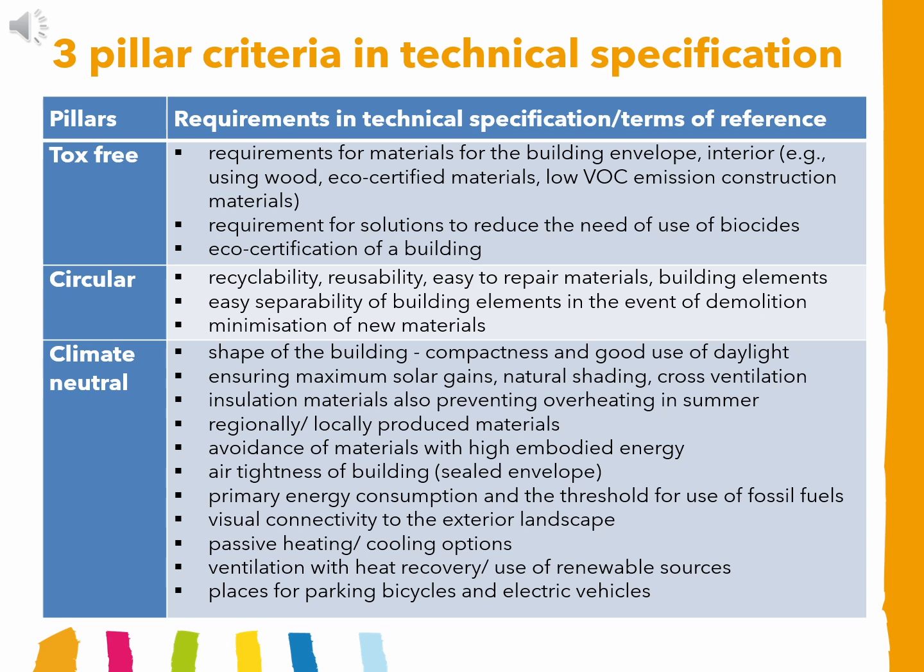The technical specification often follows three sustainability pillars: tox-free, use of eco-certified materials, low VOC products, reduced need for biocides, and options for building-level eco-certification. Circular, use of recyclable and reusable materials, easy-to-repair components, and building elements designed for disassembly and minimal waste. Climate neutral, efficient building geometry, maximize daylight and natural ventilation, locally sourced materials, low embodied energy solutions, airtight envelopes, renewable energy integration, and sustainable mobility support, such as bike and EV parking.